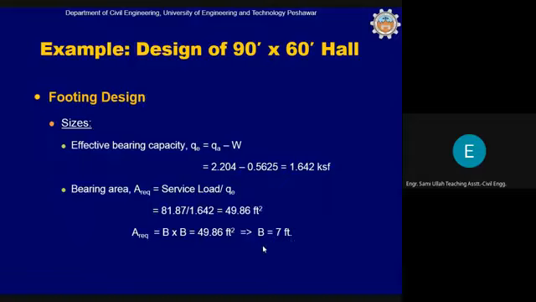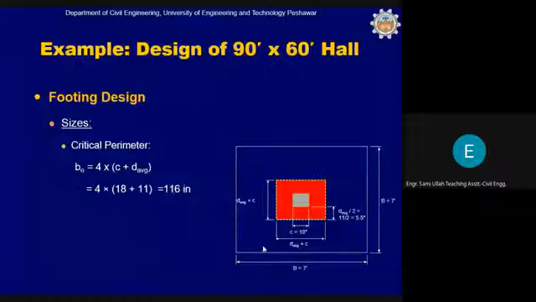Next is to determine the critical parameter in order to confirm the thickness that we will assume, because the thickness of the footing pad will be governed by the punching shear criteria. The punching shear criteria will basically determine the thickness of the footing.